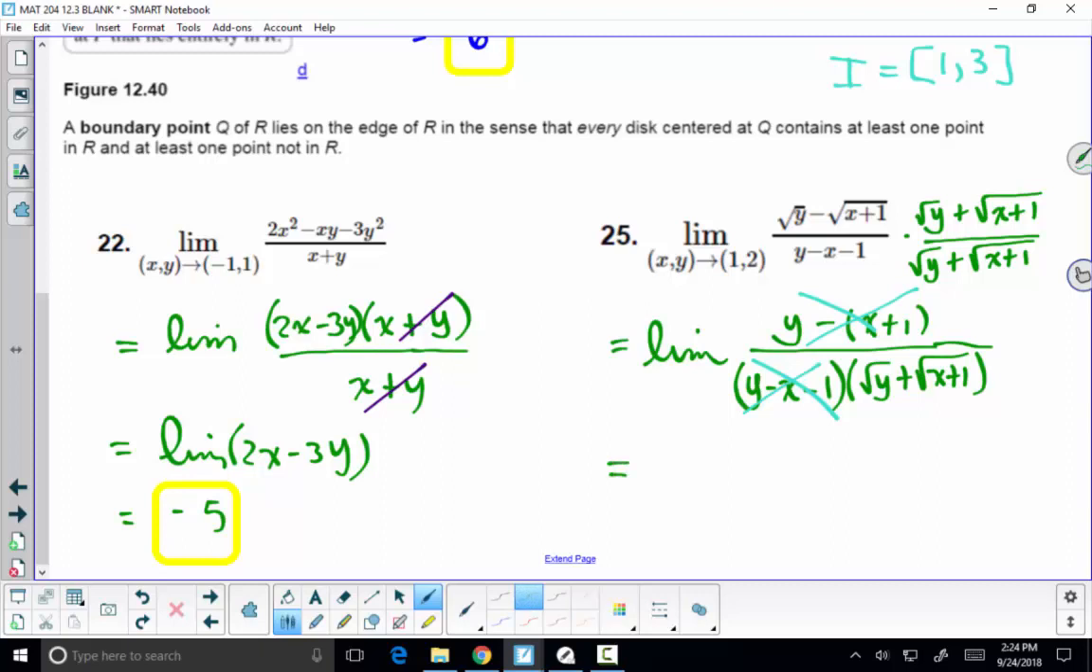And then we plug in our values, so y is going to be a 2 and x is going to be a 1. So y is 2, x is 1. So that's going to be 1 divided by square root of 2.